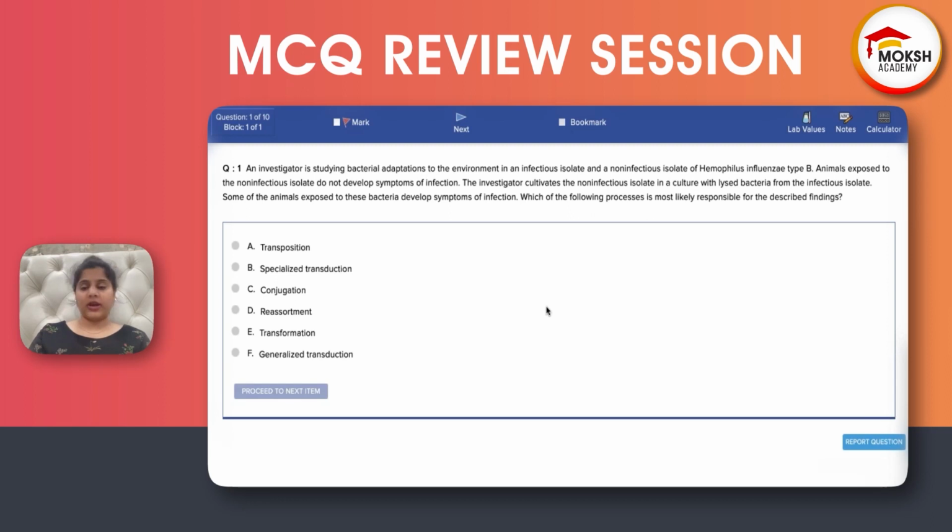This is a basic microbiology question. It's in the first chapter of a microbiology textbook. So is it transposition or transduction, or is it conjugation or reassortment, transformation, or generalized transduction?